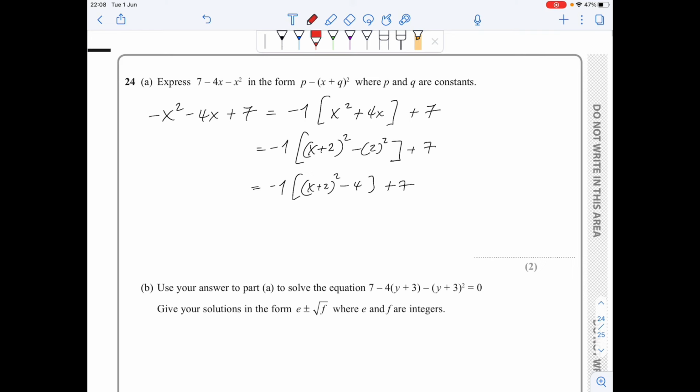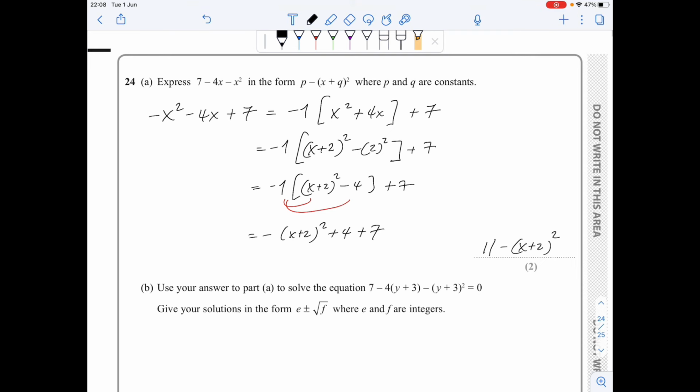So now I'm going to expand with the -1. So I get -(x + 2)². Minus 1 times minus 4, that's plus 4, plus 7. And this will give me 11 - (x + 2)².